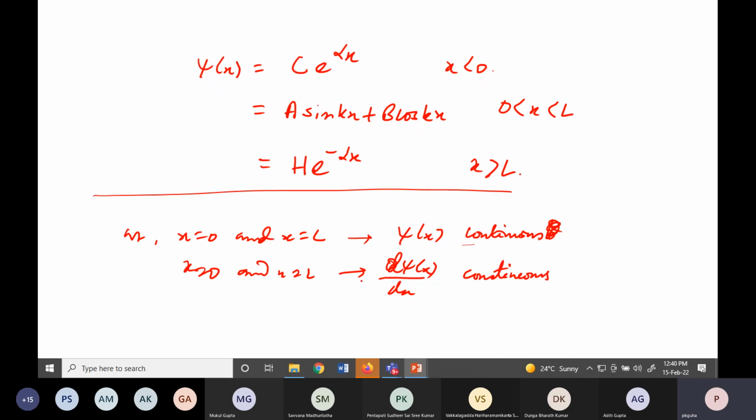One is psi x continuous at two walls, and this is also continuous at x equal to 0 and x equal to L, right? So let me write this for you, but then if you are keen, you are young and keen, you can find that C, A, B, H, everything on your own. But let me write the equations, okay?